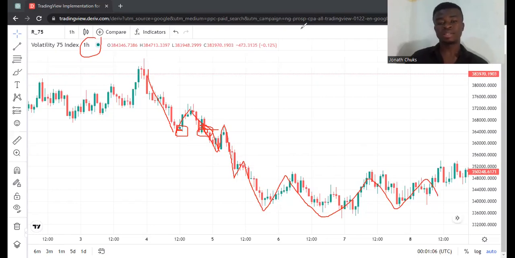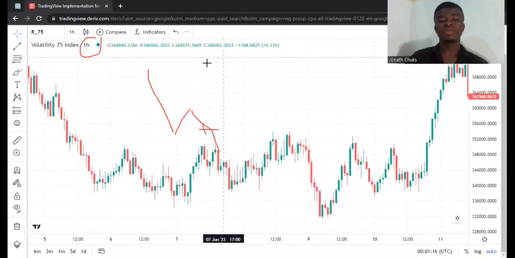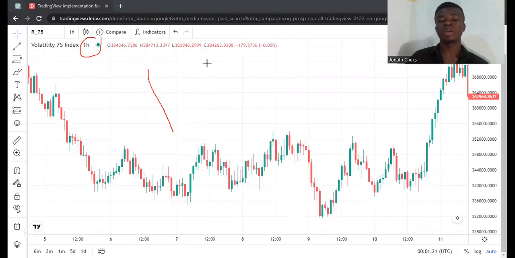So now after this downtrend, there was a brief manipulation that took place within this period of time. And after this, what happened? The market started a new trend, which is an uptrend. So let me show you how the uptrend went.